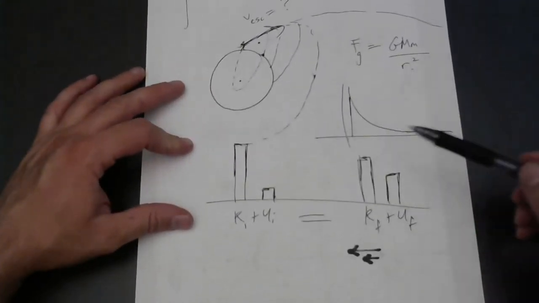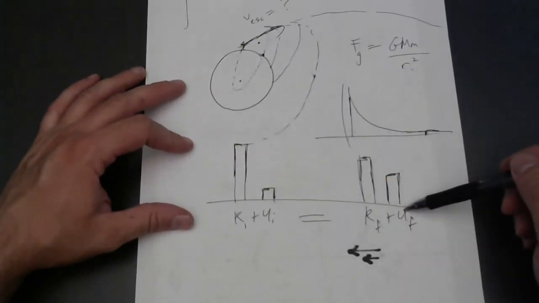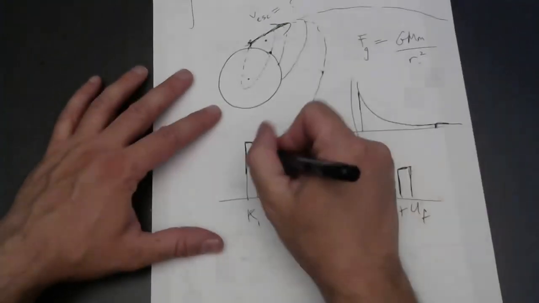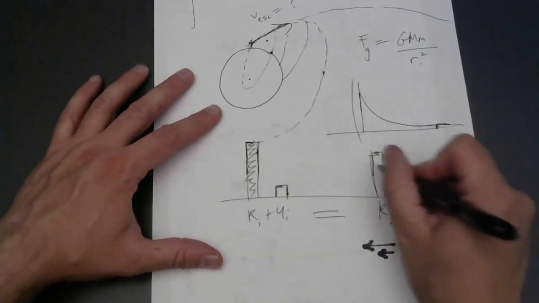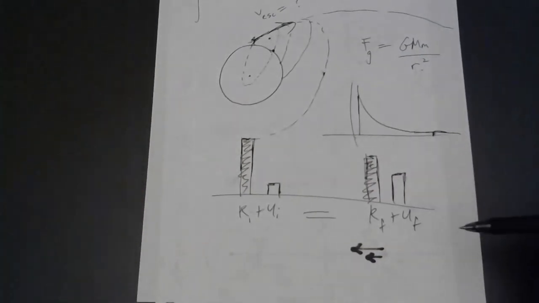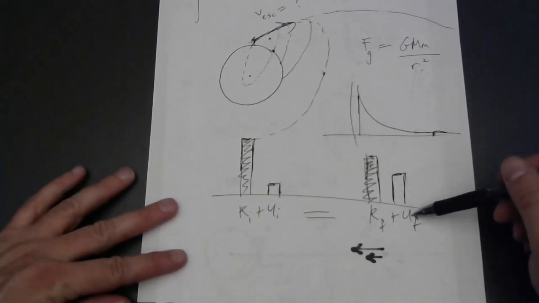So as you leave the Earth, your potential energy has to rise. That's unavoidable. And as a consequence, your kinetic energy will decrease. So let me shade in the kinetic energy. You can see how the object slows down. But let's say this represents the potential energy at infinity. Like, you've already gotten to infinity, your potential energy is not going to rise any more than that.